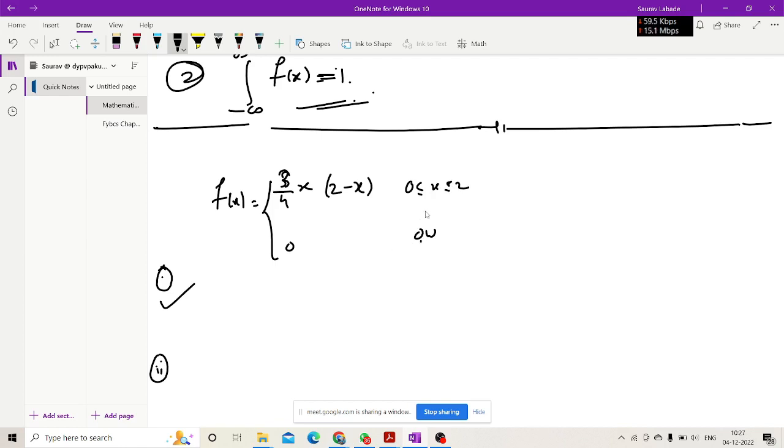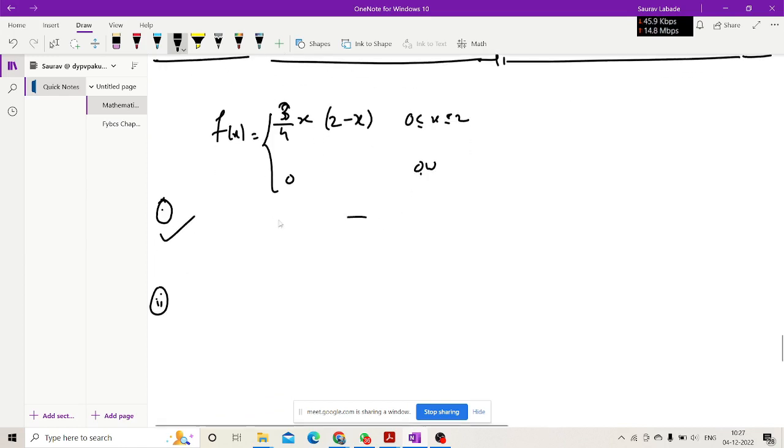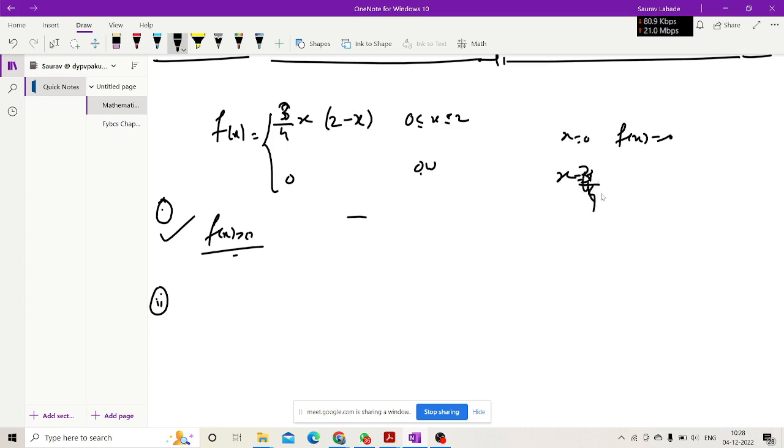Otherwise 0. Okay, again we will first check whether f of x is greater than or equal to 0 or not. So first just substitute 0. Now when you substitute 0, it will become 0, right? When x is 0, f of x is 0. Now when x is 1, tell me what will this be? Yes, it will be 3 by 4 into 1. Sorry, 3 by 4 into 1 only, so that will be 3 by 4. So when x is equal to 1, f of x will be 3 by 4.